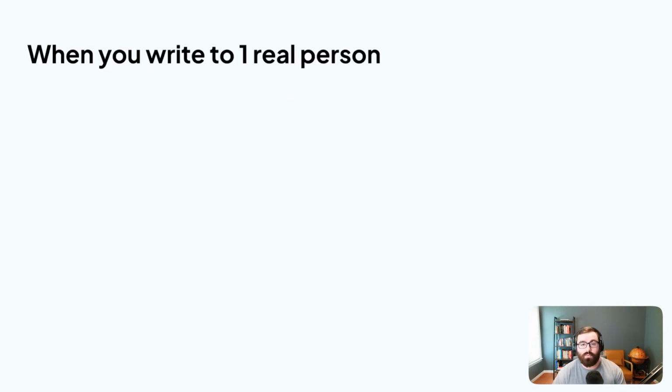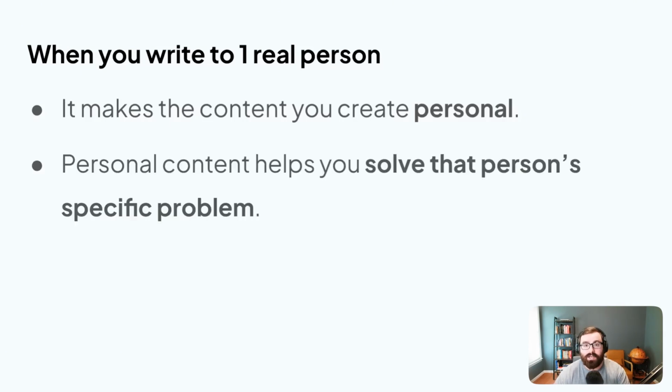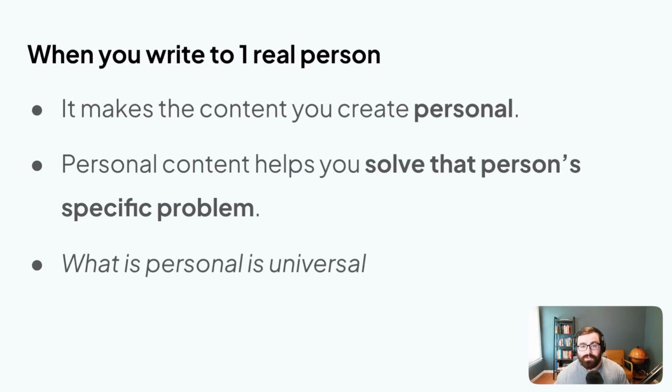When you write to one real person, it makes the content that you create personal. Personal content helps you solve that person's specific problem. And what is personal is universal. The odds are millions of other people are also going to have that same problem, and you can solve it by creating personal content for one person.